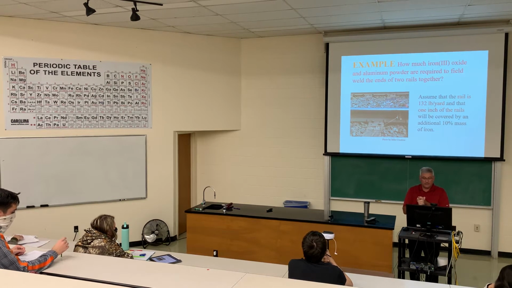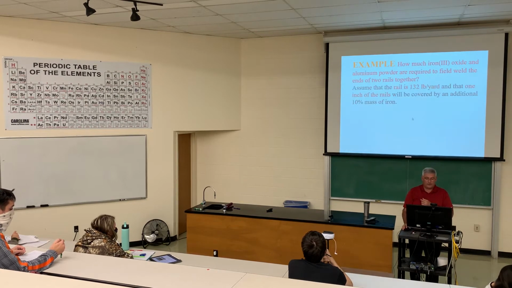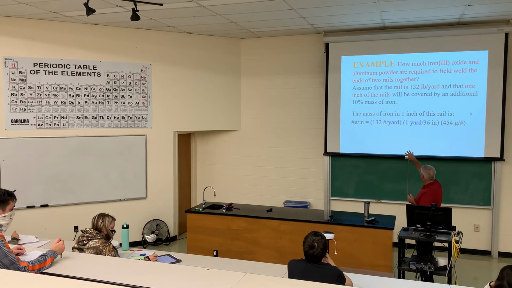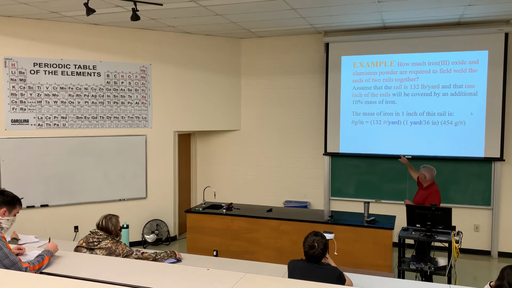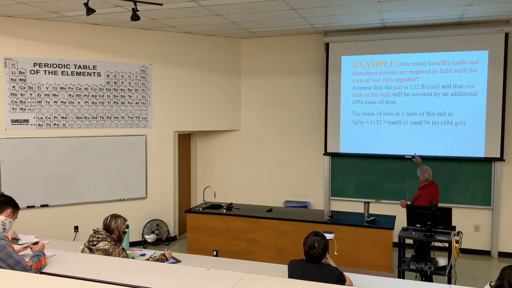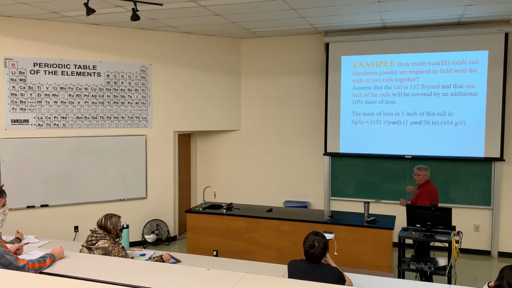So if we can get to 1 inch of rail, then we would know the mass of that, 10% additional. Looking at it this way, the mass of iron in 1 inch of this rail is 132 pounds per yard, and then 1 yard per 36 inches, and then times 454 grams per pound.